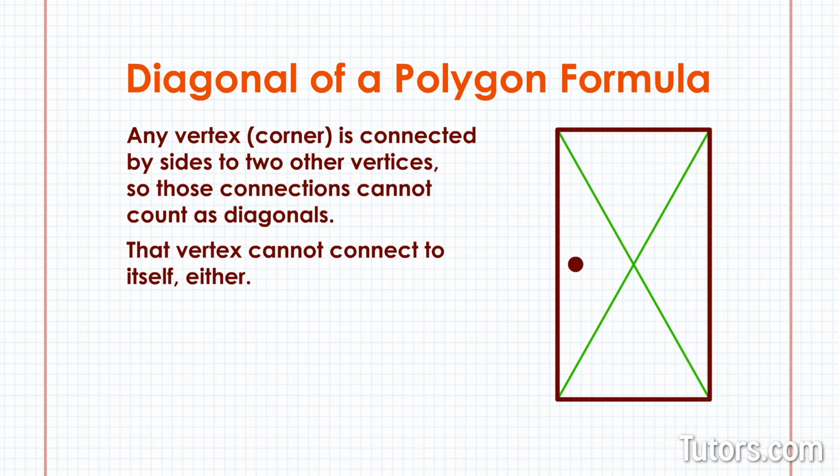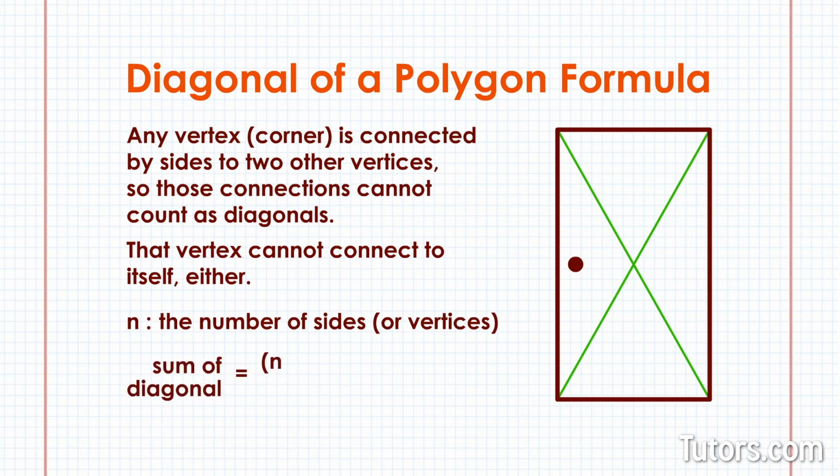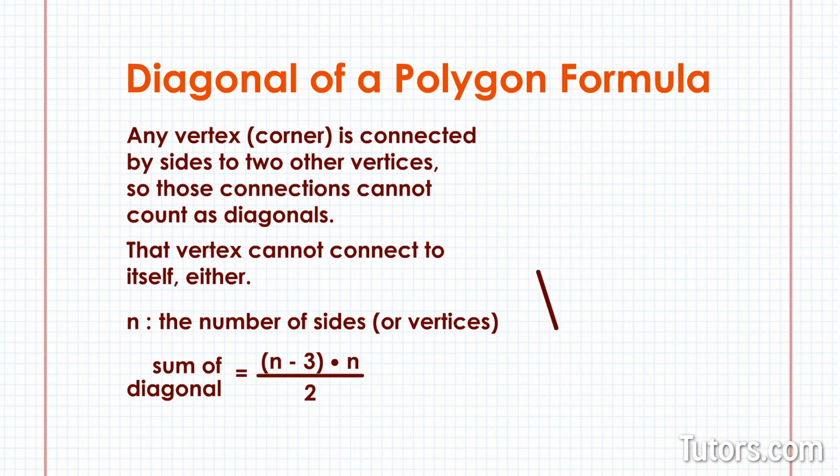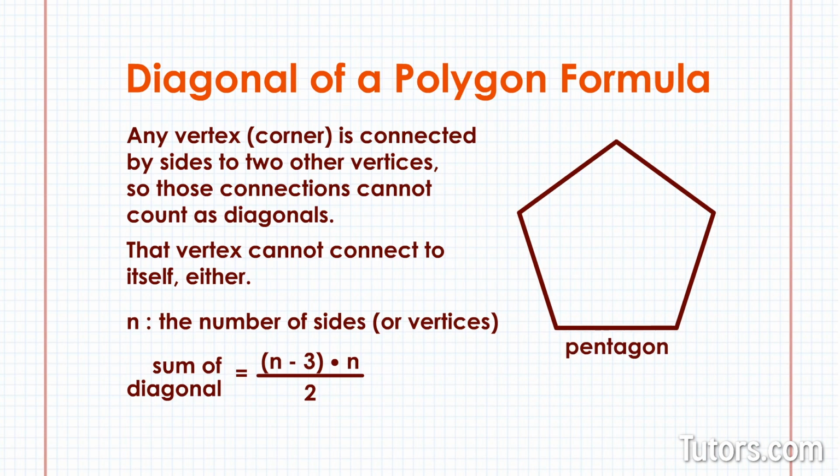This leaves us with an elegant formula, where n is the number of sides, or vertices. First, take the number of sides and minus 3, then times by the number of sides, then divide by 2. Let's test this formula on a pentagon with 5 sides. We take the number of sides, 5, and minus 3 to get 2, then times 2 by the number of sides, 5, to get 10, then divide by 2. A pentagon has only 5 diagonals.